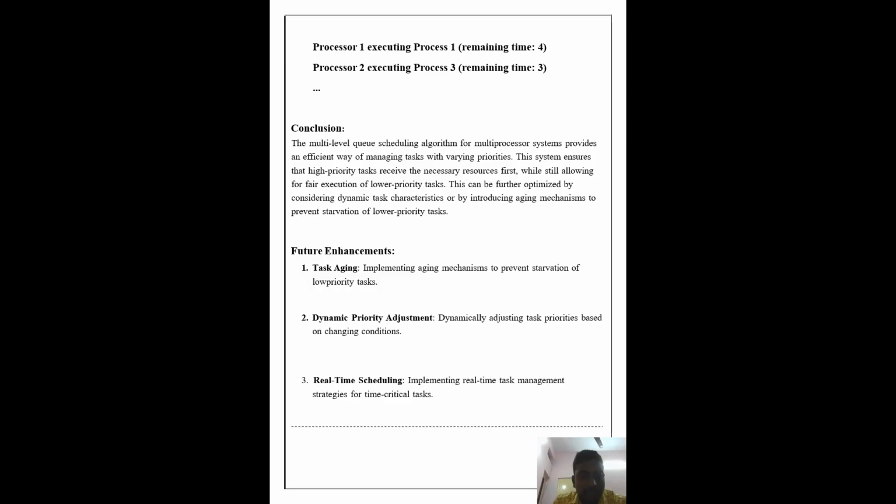Task aging: implementing an aging mechanism to prevent the starvation of low priority tasks. Dynamic priority adjustments: dynamically adjusting task priorities based on changing conditions. Real-time scheduling: implementing real-time task management strategies.